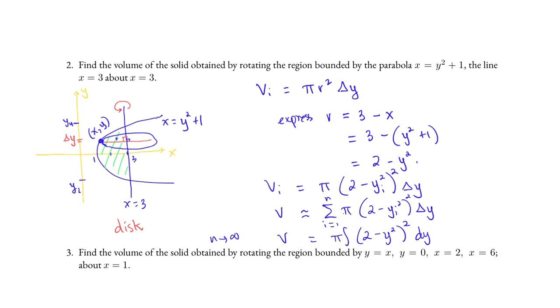To find these limits of integration, we set the equation x equals y squared plus 1 equal to x equals 3, and we solve for y. y squared is 2, and so y is plus or minus the square root of 2. The lower limit of integration is therefore minus the square root of 2, and the upper limit of integration is positive the square root of 2.